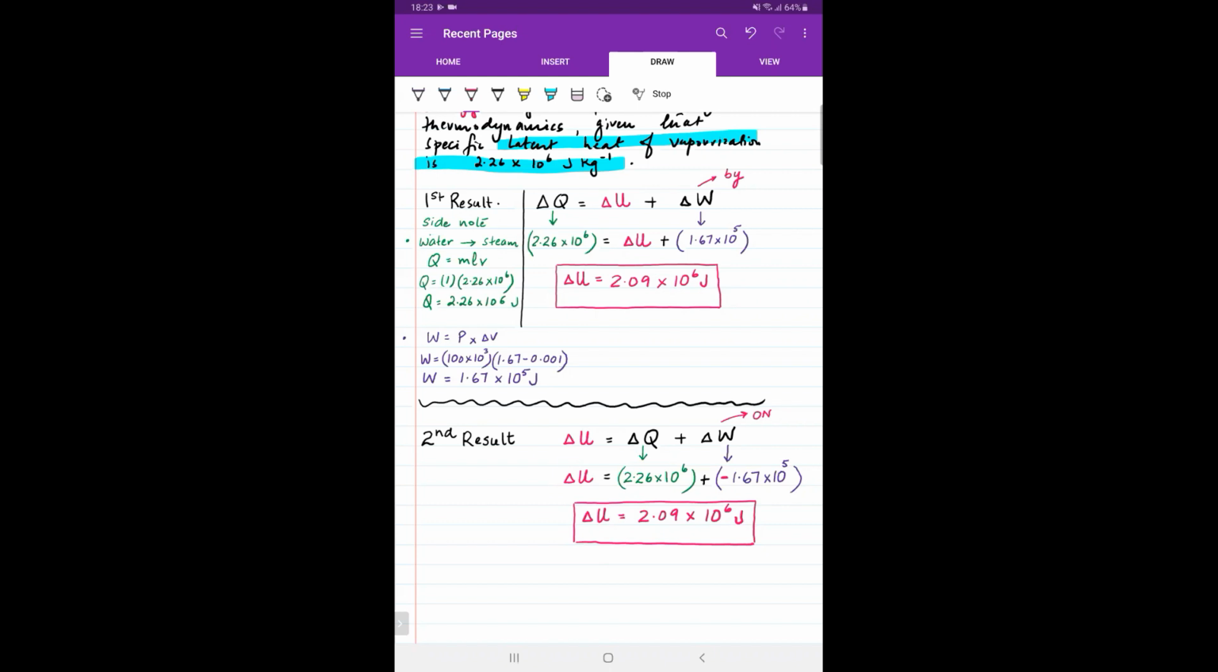Okay, so let me just repeat myself. In the first example, since delta W was representing work done by the gas, in the first result rather, delta W was representing work done by the gas. And since in the question expansion was occurring, hence I wrote down my answer as a positive value.